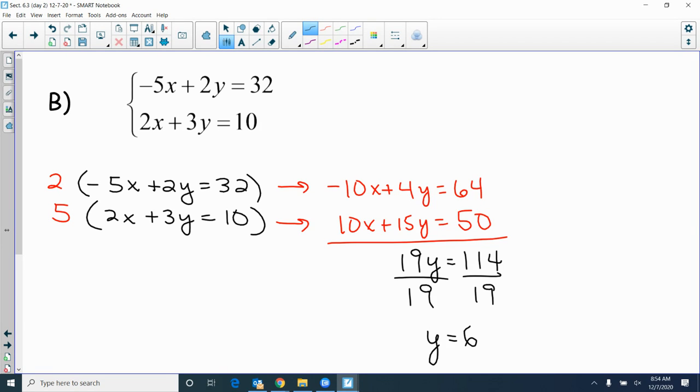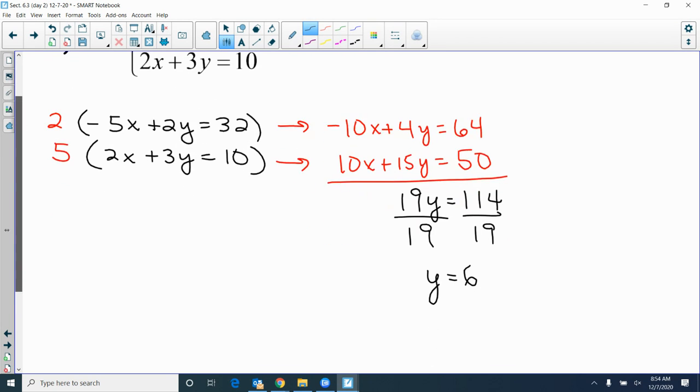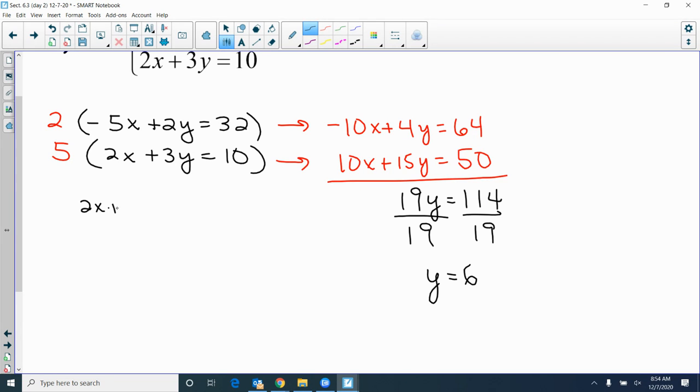Now we still got to figure out what x is. You can use the equations after you multiply, but it's probably going to be easier to use the ones before. I'm going to use 2x plus 3y equals 10. I got y equals 6. So that becomes 2x plus 3 times 6 equals 18. Did I do that right? No, it equals 10.